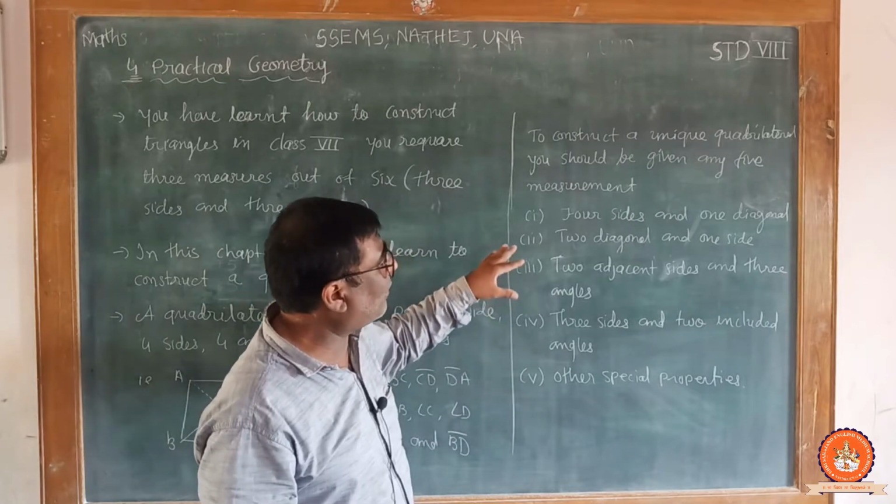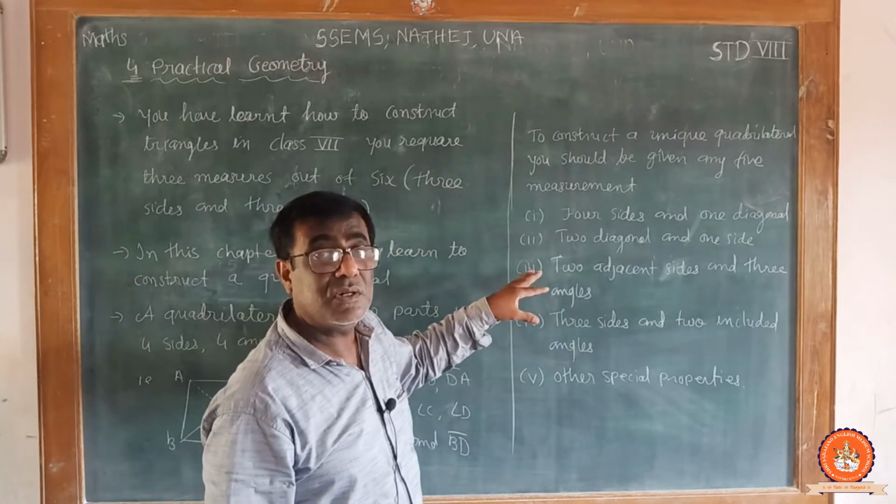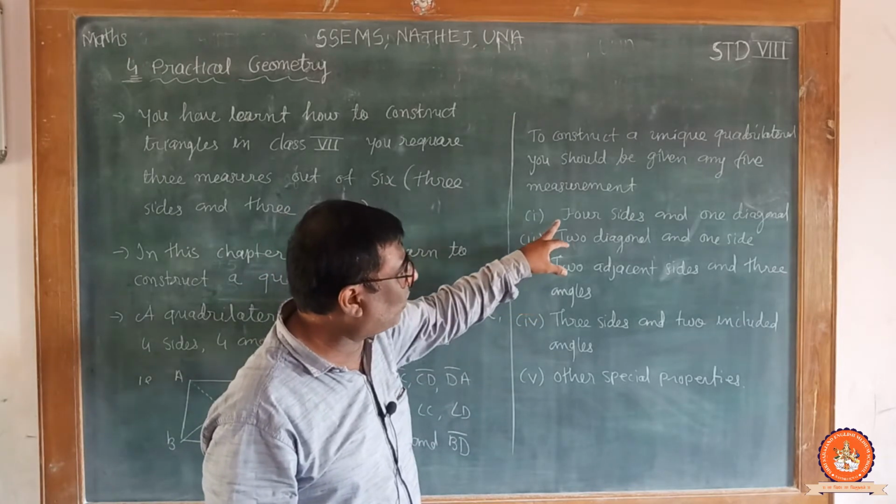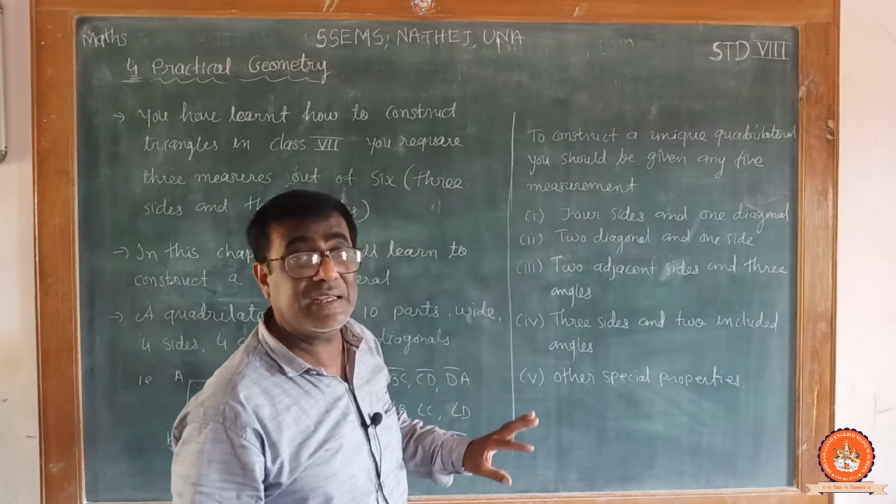So the first type of quadrilateral that we have to construct is one in which 4 sides and 1 diagonal are given.